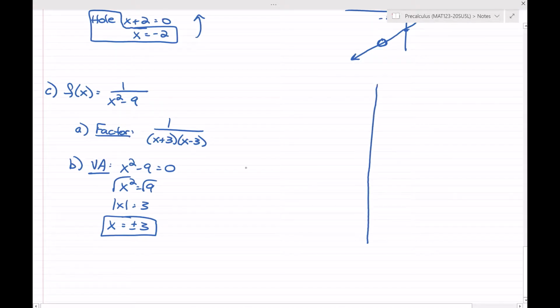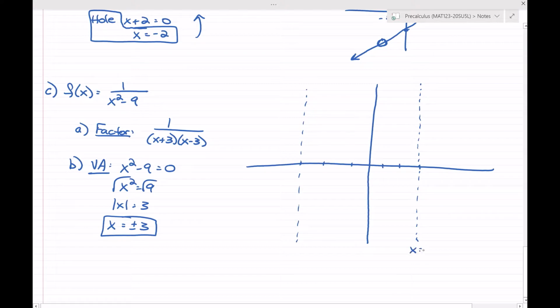There's a song. It's old though. It's called 2 is better than 1. It's kind of like a romantic song, but anyway. 2 vertical asymptotes aren't necessarily better than 1. It's just a little bit more work, but we'll figure it out.